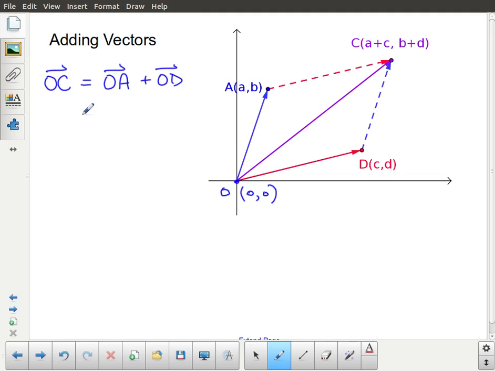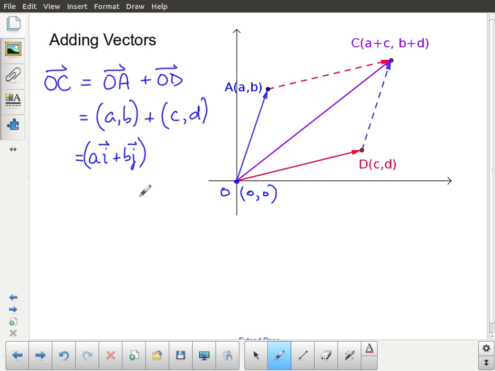If we represented this using vector components in the bracket notation, the vector OA would be A comma B, and the vector OD would be C comma D. But if I want to make use of this new notation using our basis vectors, the i and j vectors, then this A is the x component, so that's going to be A multiplied by the i vector plus B multiplied by the j vector. And I'll put brackets.